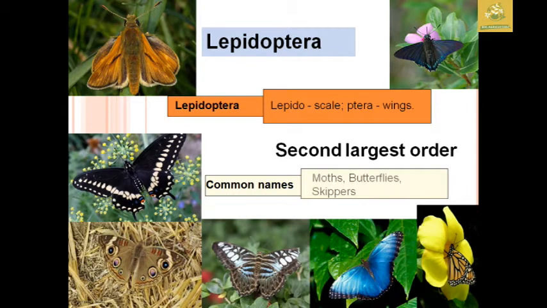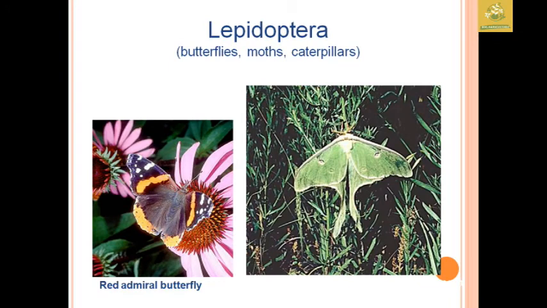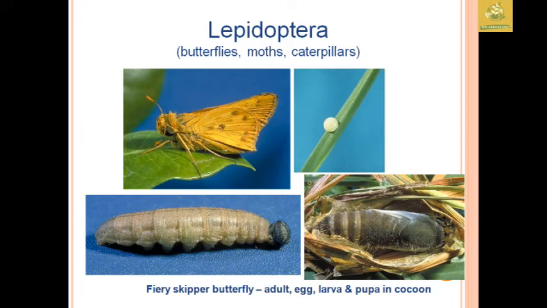The common names are butterflies, moths, and skippers. These are pictures of some of the butterflies, moths, as well as the caterpillars present in the Lepidoptera order. This is a picture of a red admiral butterfly, and some images of the skipper butterfly showing the adult as well as egg, larva, and pupa in the cocoon.